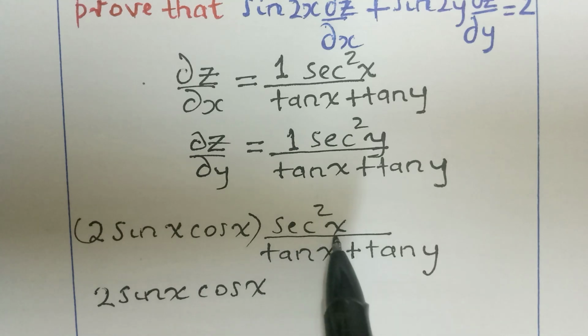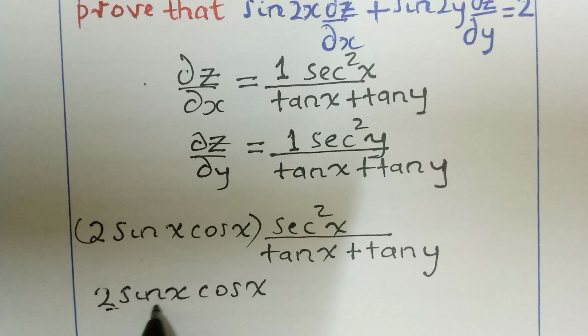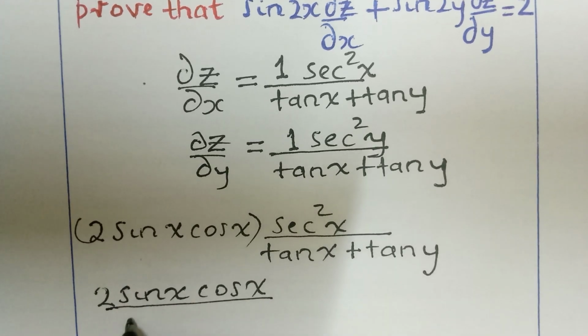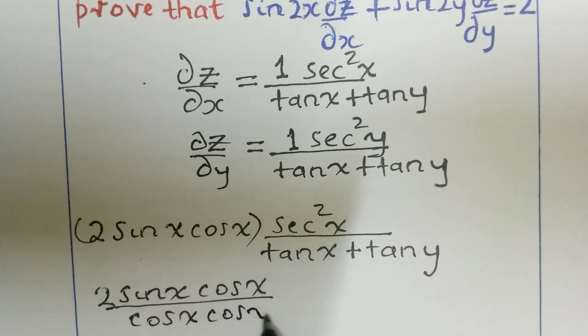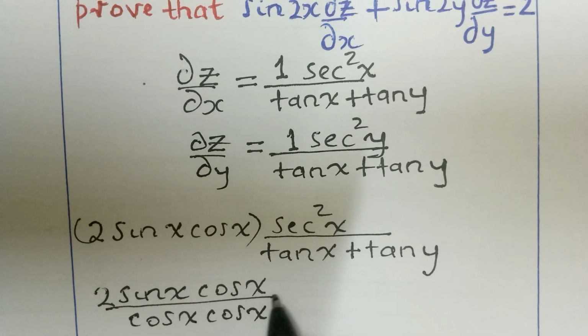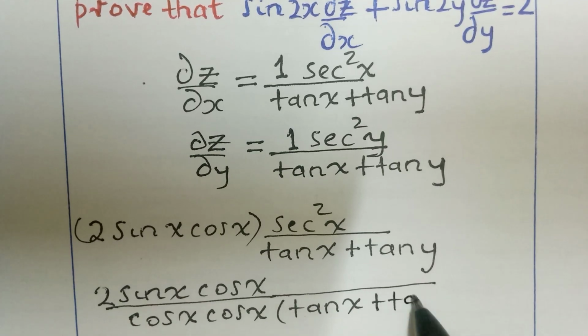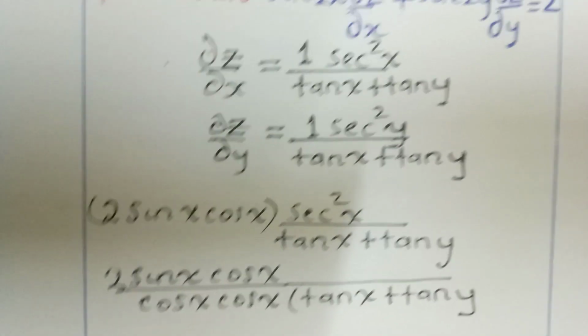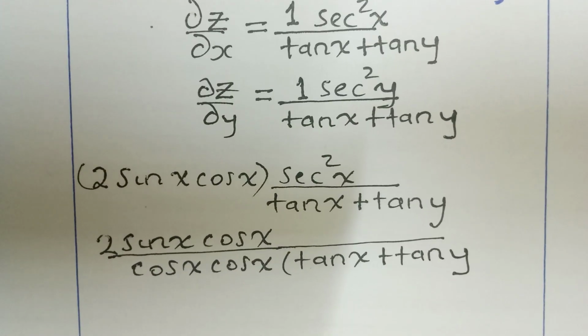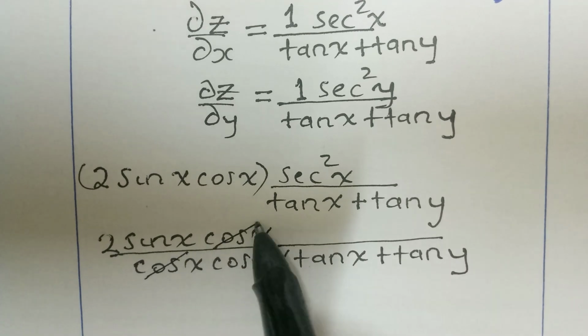Sec squared x is the reciprocal of cos, so we can write 1 over cos x times cos x. This is actually 1 over cos squared x. And then we have tan x plus tan y. So once we do that, guys, we can cancel that and that.